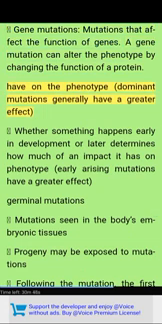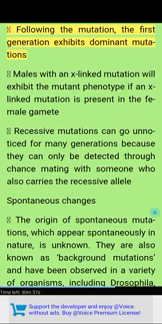Dominant mutations generally have a greater effect on the phenotype. Whether something happens early in development or later determines how much impact it has on phenotype. Early arising mutations have a greater effect. Germinal mutations. Mutations seen in the body's embryonic tissues. Progeny may inherit these mutations. Following the mutation, the first generation exhibits dominant mutations. Males with an X-linked mutation will exhibit a mutant phenotype if the mutation is present in the female gamete. Recessive mutations can go unnoticed for many generations because they can only be detected through chance mating with someone who also carries the recessive allele.